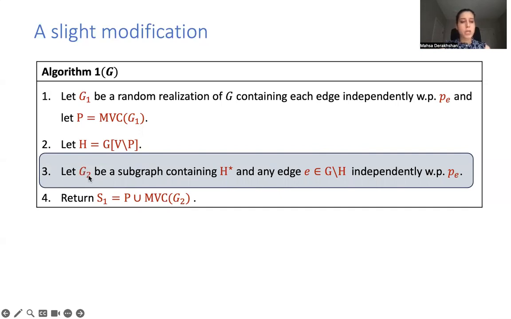And why am I doing this? Because I want G2 to come from the same distribution as the actual realization, right? Okay, so again, G2 is a subgraph containing all the edges that I query and are realized, and it also includes any edge that I'm not querying independently with probability p_e. Now the algorithm will return the union of P, the same as before, and a minimum vertex cover of G2. Now P and the minimum vertex cover of G2 may share some vertices, right?